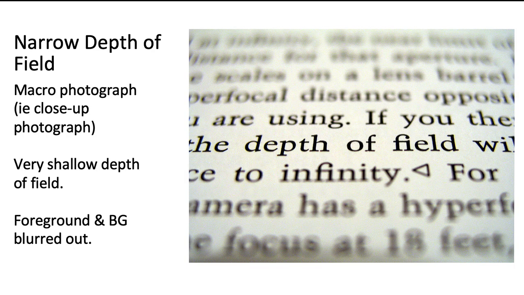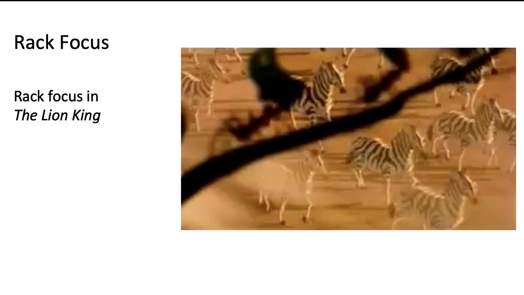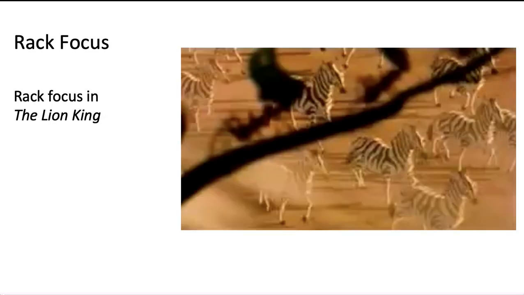With a narrow or shallow depth of field, we're just looking at the thing in the middle, not the stuff in the distance and not the stuff in the foreground. With a rack focus, you can blur between the two. So with a rack focus, you change the shot from a narrow depth of field on the background to the foreground. This was a famous shot in The Lion King where Disney used a rack focus for the first time, blurring out the zebras in the beginning of the shot and then blurring out the ants at the end of the shot. It was famous because they were taking live action cinematography techniques and using them in animation.